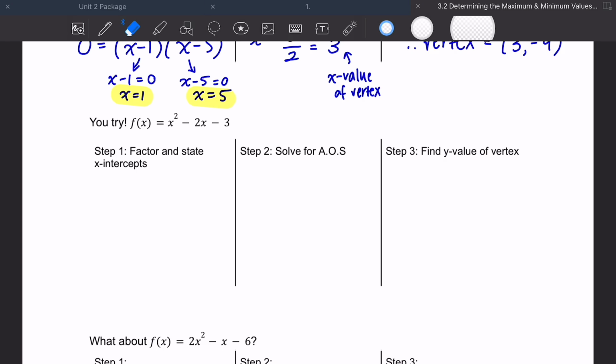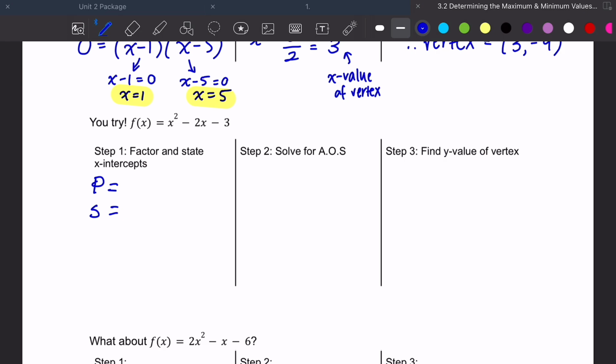Okay, so step 1, we got to factor and we got to state the x-intercepts. So the product and sum of. Yeah, and you can zoom in if you like. Oh, you're in eraser mode. There you go. Okay, so we're doing product and sum. It needs to add up to negative 2 and multiply to negative 3. So it would be negative 3 and positive 1.